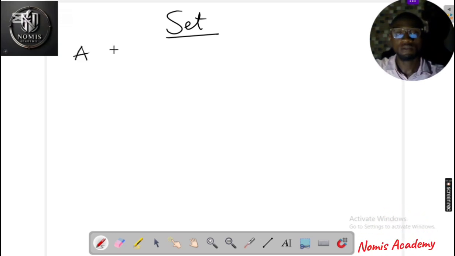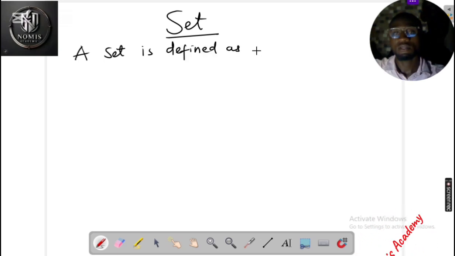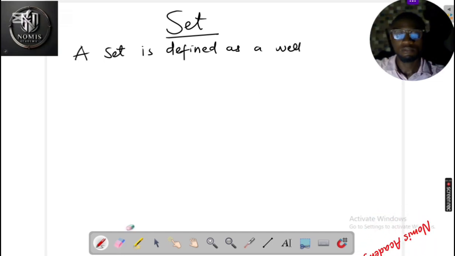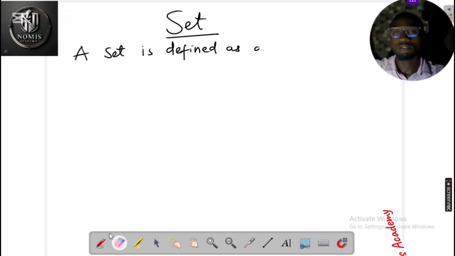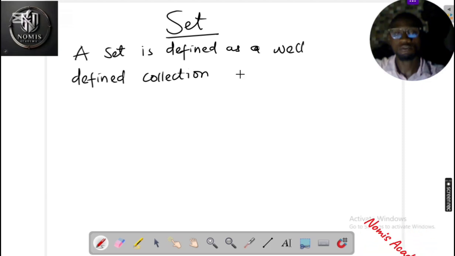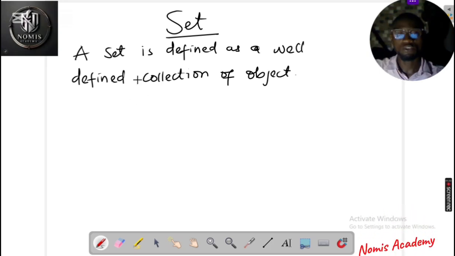A set is defined as a well-defined collection of objects. So what do we mean by a well-defined collection of objects?